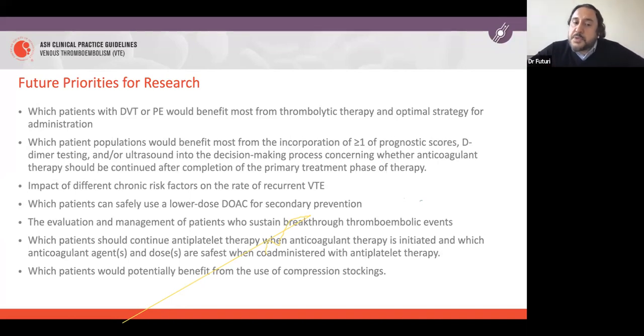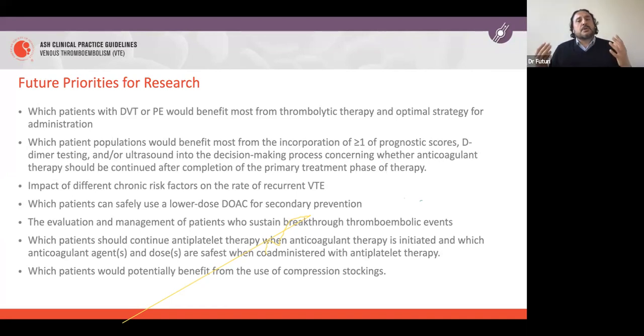What about the impact of different risk factors on the rate of recurrent VTE? Can we use a lower dose of some of the newer agents for secondary prevention? I do this in my practice, with elderly patients whom I think will benefit from longer term treatment. I half dose the oral agents and place them on them long term.